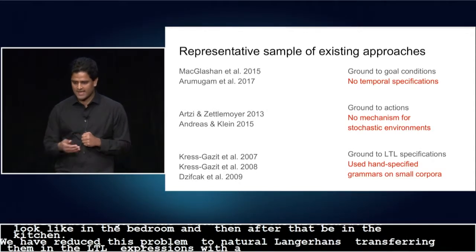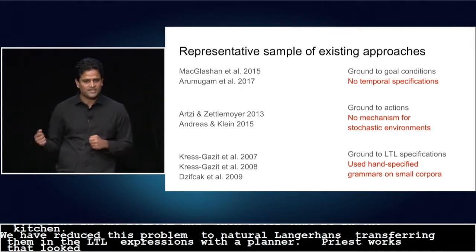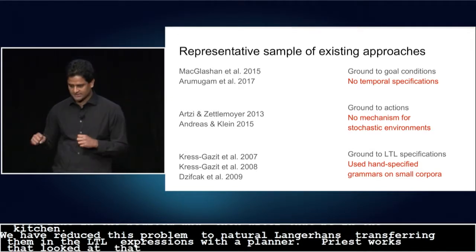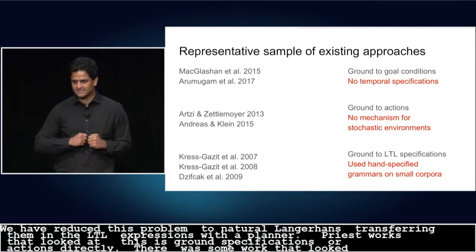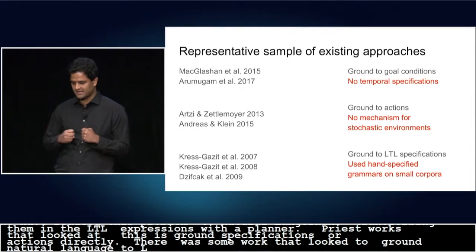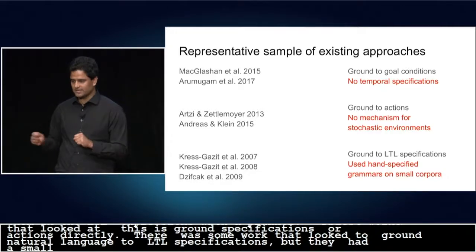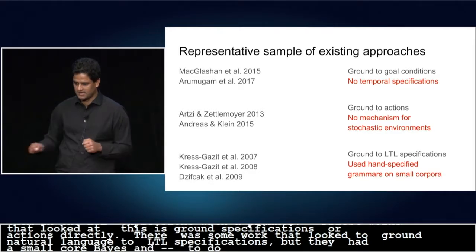Previous works that looked at this tried to ground natural language to either some goal specifications or just actions directly. There was some work that looked to ground natural language to LTL specifications, but they had a really small corpus, and they designed the grammar on this corpus. What we looked to do was to do this directly with a large corpus and not design any grammar at all.